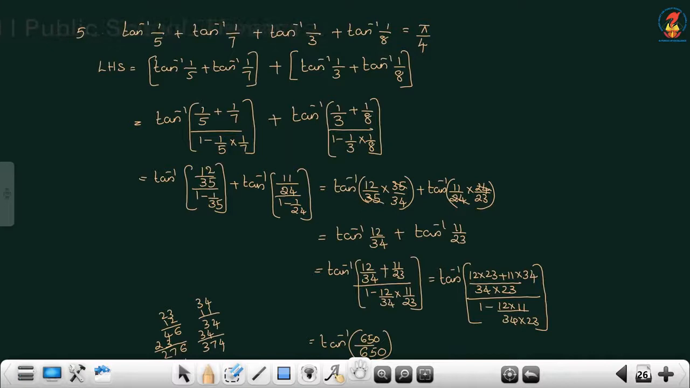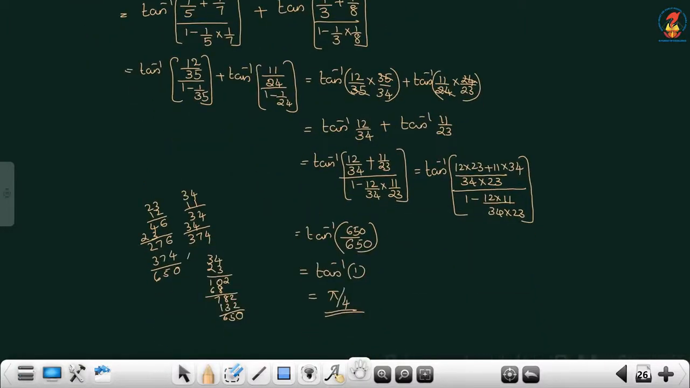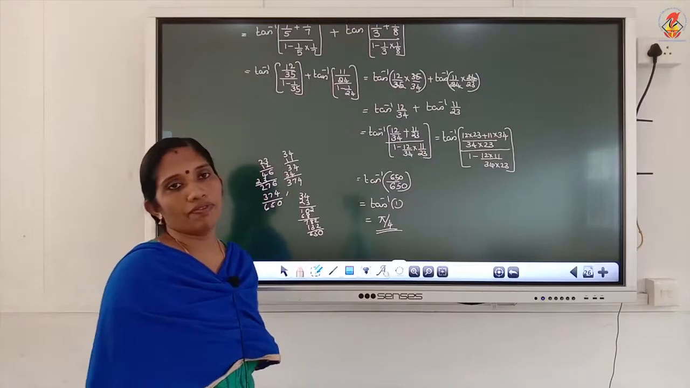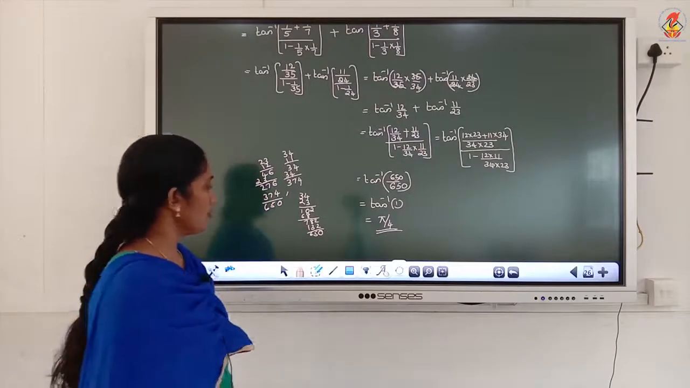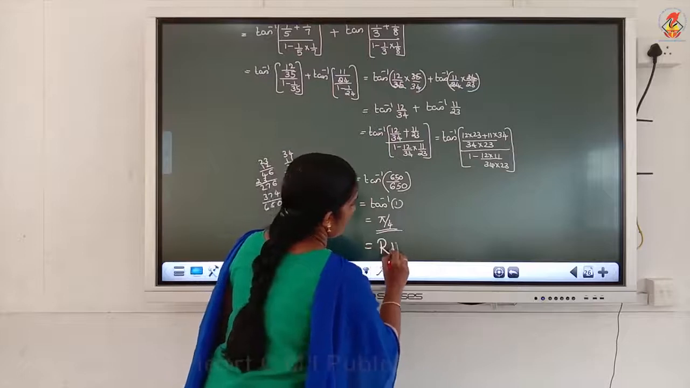So go through it. First you have to take two functions, then two functions, addition formula for first two, then next two. So we get tan inverse 12 by 34 plus tan inverse 11 by 23. Then again addition formula. So last we get tan inverse 650 by 650, that is tan inverse 1, that is equal to pi by 4, that is equal to RHS. So we prove.